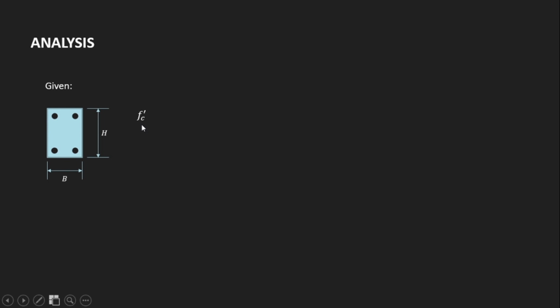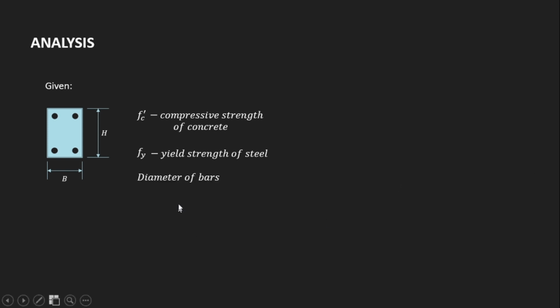So sa analysis, yung given lang dyan, meron tayong given na dimensions, for example, of the beam, meron tayong width na B and height na H. So yung given din sa analysis, meron tayong Fc prime, or ito yung compressive strength of concrete. So nakukuha natin yan dahil sa class mixture natin, kung anong klaseng pagkahalo niya, and given din yung Fy, or this is the yield strength of steel. So ito yung strength naman of our reinforcement steel. And syempre, sa analysis, given din yung diameter of bars.